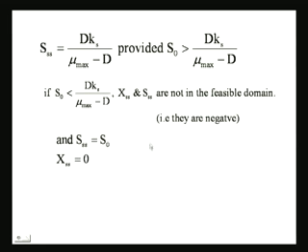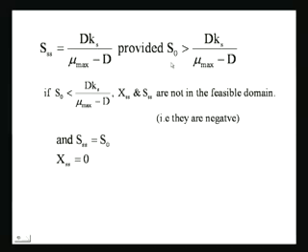Is it clear? Both these two criteria have to be satisfied. If they are not satisfied, then XSS and SSS are not in the feasible domain. If you remember, how do we get the first criteria? We got the first criteria by showing that if mu max is less than D, then your XSS is 0 or negative. We got the second criteria by showing that if your S naught is not greater than this, then your SSS would be negative or 0.